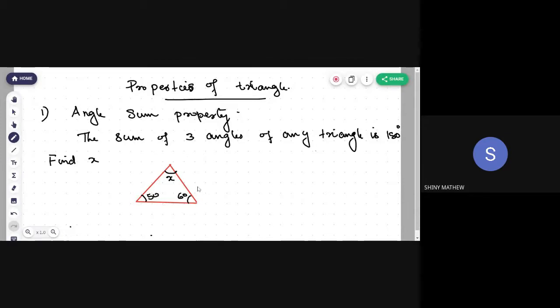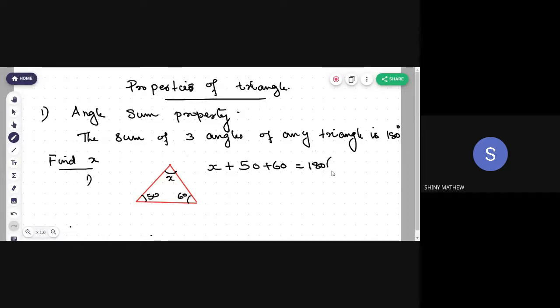What is the method for finding this angle? How can you find it? Add 60 plus 50, plus x, and subtract from 180. So we can write the sum of these three angles will be 180. So we can write x plus 50 plus 60 is 180 degrees.